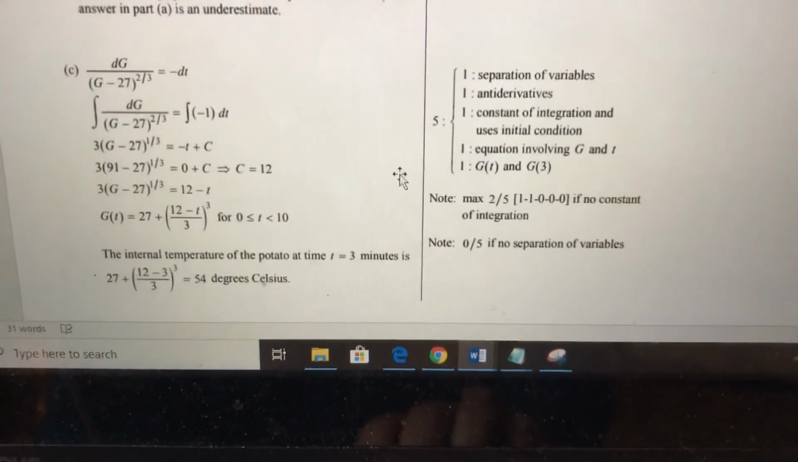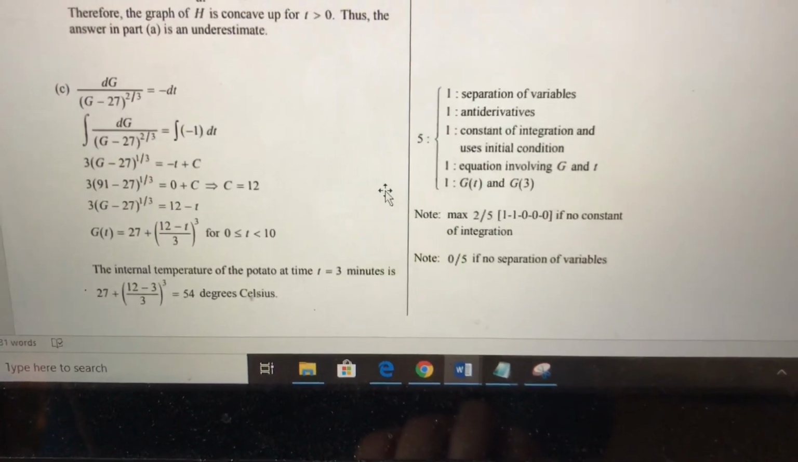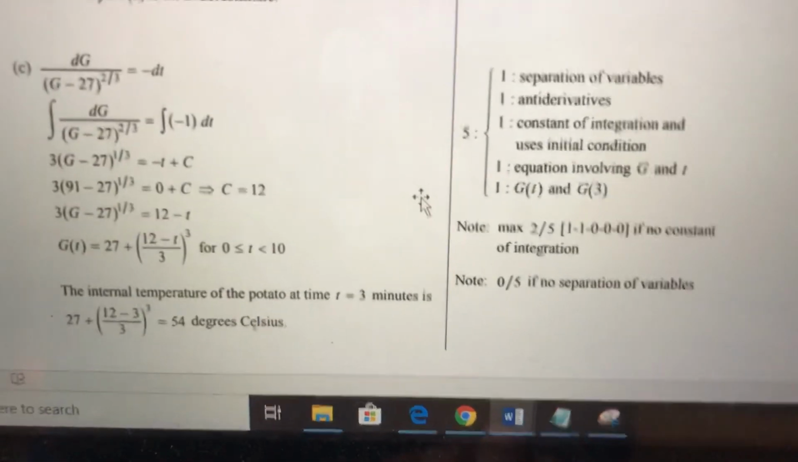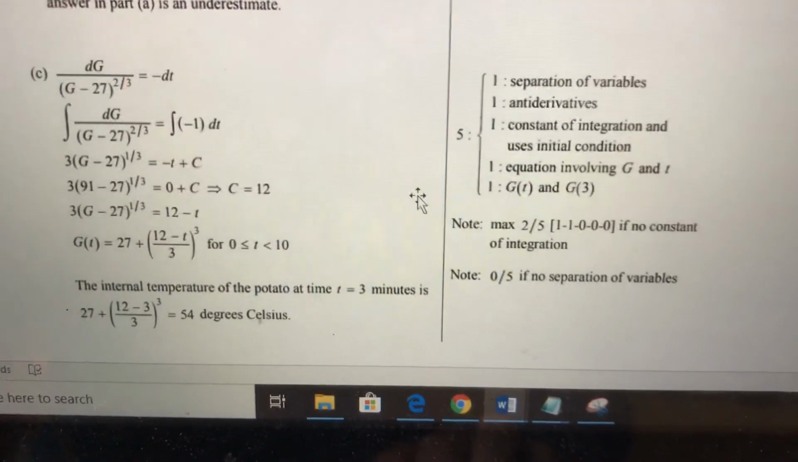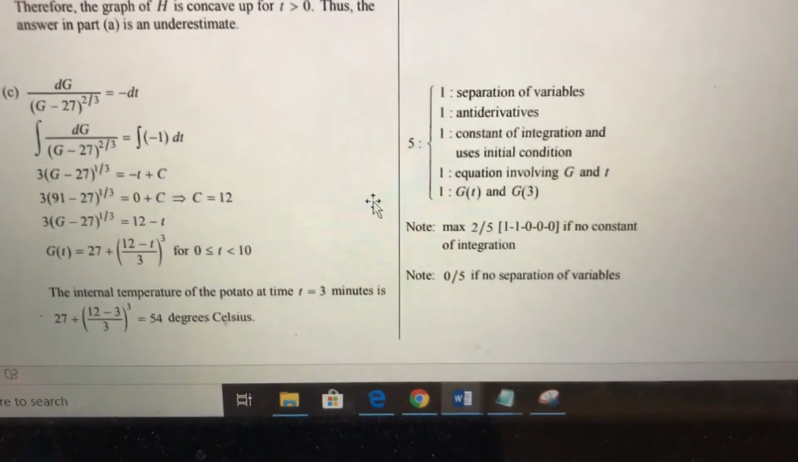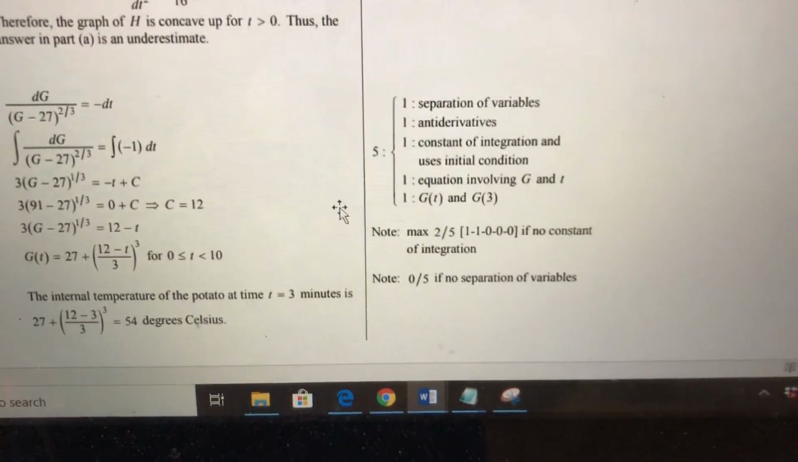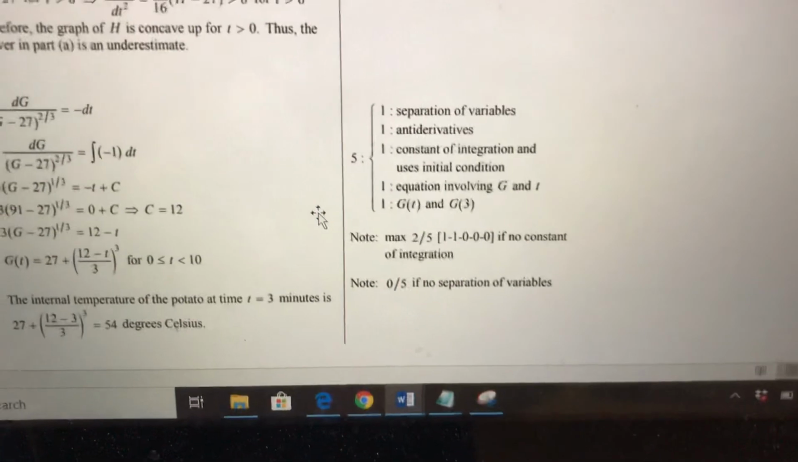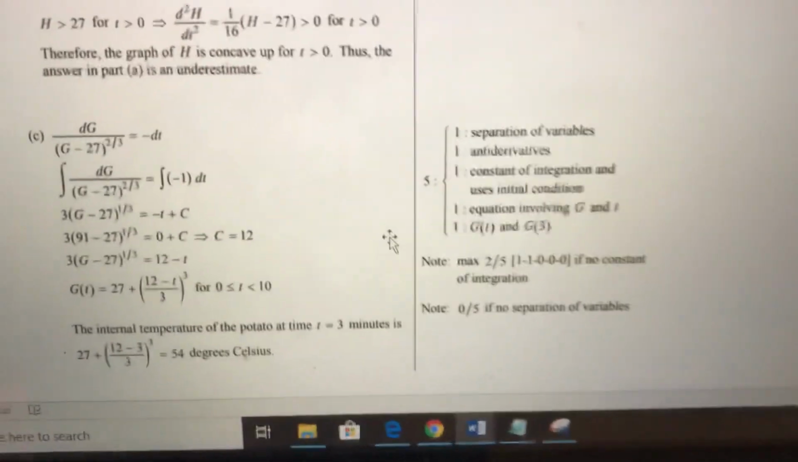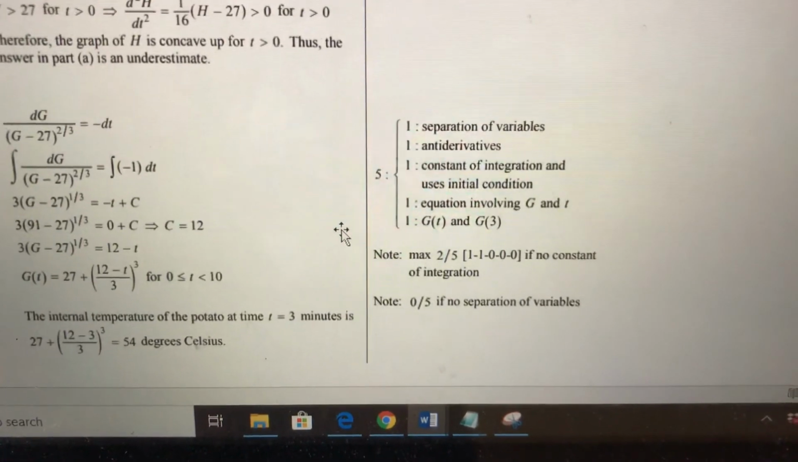So did we get the equation right? 27 plus 12 minus t over 3, cubed. Yep. And then they substitute in, and it turns out it's 54 degrees Celsius. So a little bit of an overview of the potato problem. Hopefully nothing there that we haven't talked about 40 times by now. So everybody thought this question was crazy hard the year it came up, but hopefully you feel pretty comfortable with it.